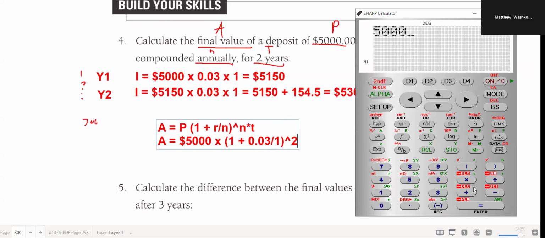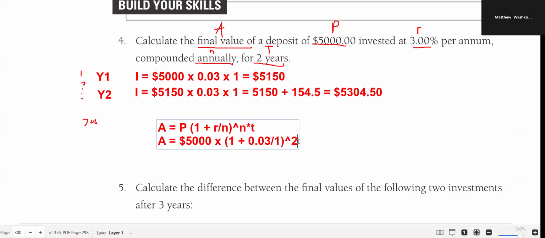So let's double check my math here. Times 1 plus 3 over 1, all to the power of 2. Oh, $5,304.50, right? So my investment is $5,304.50. So it's the same amount. So this is how compound interest up here works. It's not just about knowing the calculation, it's about knowing how compound interest works. That's the important part here.